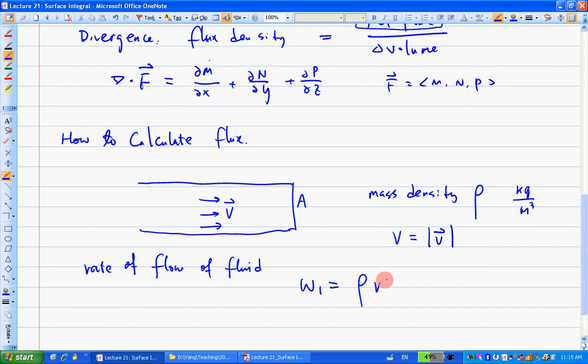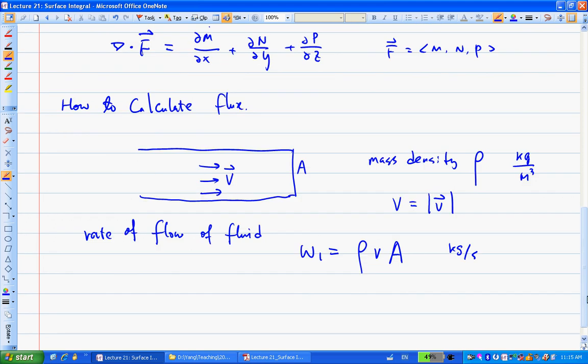So rho multiplied by V, and then multiplied by this cross-section area A, okay? That will give you the rate of flow of the fluid passing through that area. So the unit here will be kilograms per second. This is when V is perpendicular to A, right?